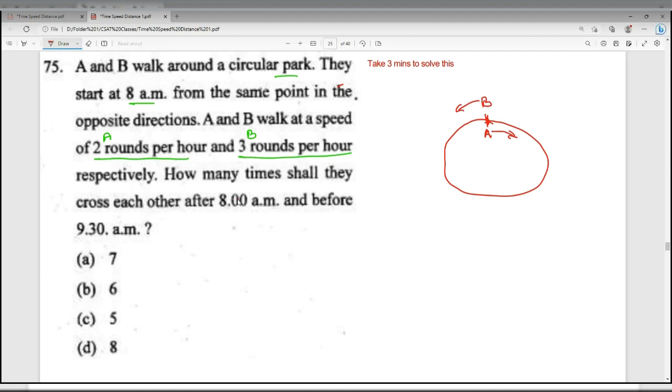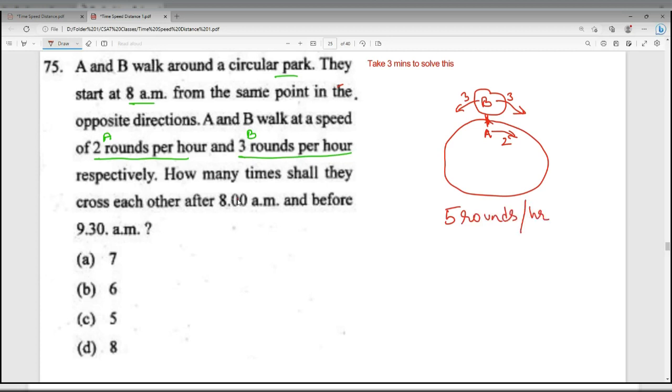A is doing 2 rounds per hour. B is doing 3 rounds per hour. So in these type of questions, you can use relative motion. So for example, you can make this B motionless, or you can stop this B. If you want to stop this B, he's going in this direction, you have to add a speed in this direction. That is 3 rounds per hour. So the effective speed of A with respect to B is 5 rounds per hour.